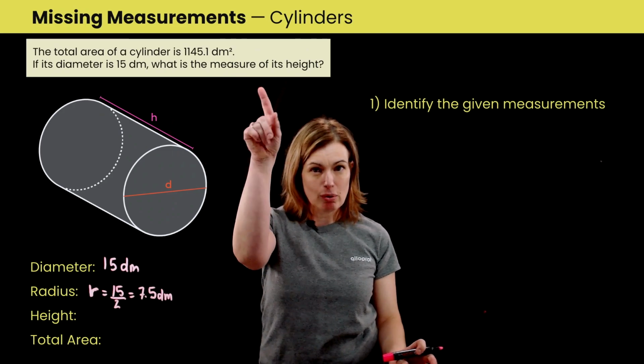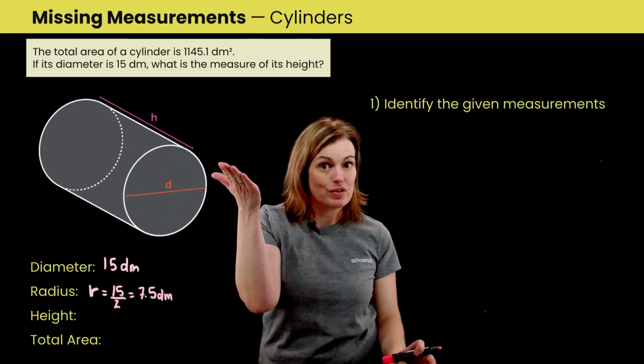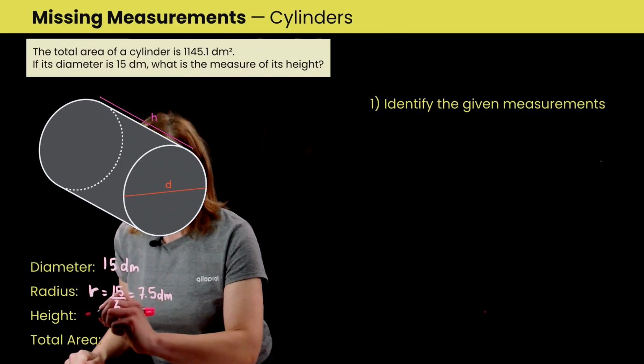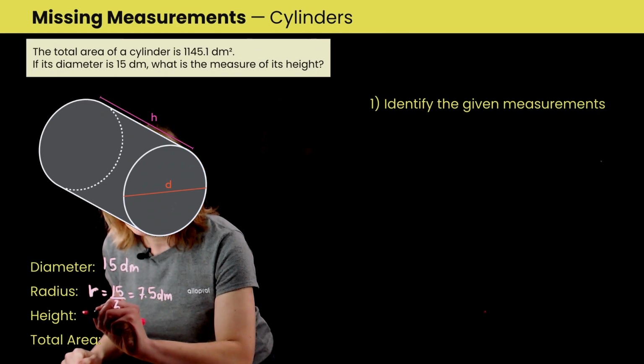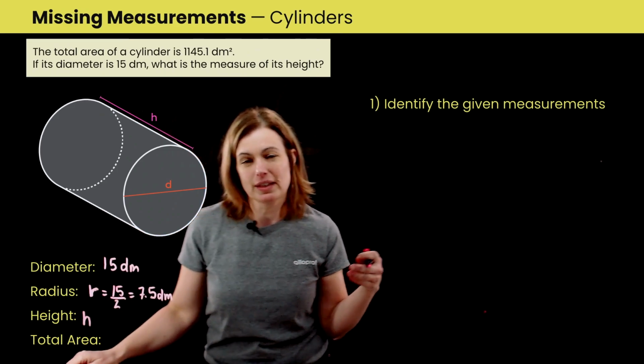The height, well, we don't really know what the height is. This is, of course, the whole point of the question. It's asking us what is the measure of its height. So this is our unknown. So instead of any numbers, I'm going to put in a little h, because you'll see later on that that's what I use in the formula.